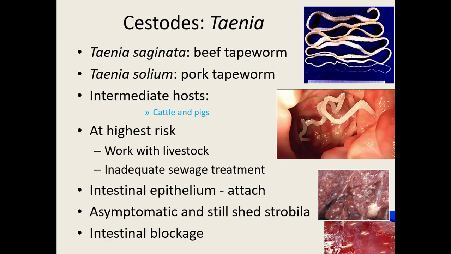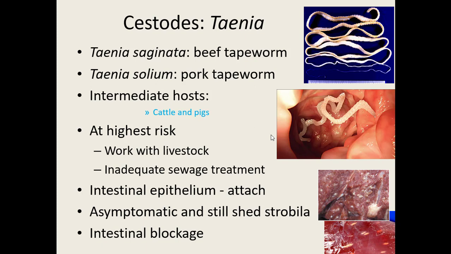Now, one common tapeworm is in the Taenia genus, and we have the Taenia saginata and the Taenia solium. They're more commonly known as the beef tapeworm and the pork tapeworm because their intermediate hosts, how we pick them up, are cattle and pigs. So when we eat undercooked beef or undercooked pork, it puts us at a higher risk of picking up this particular tapeworm.